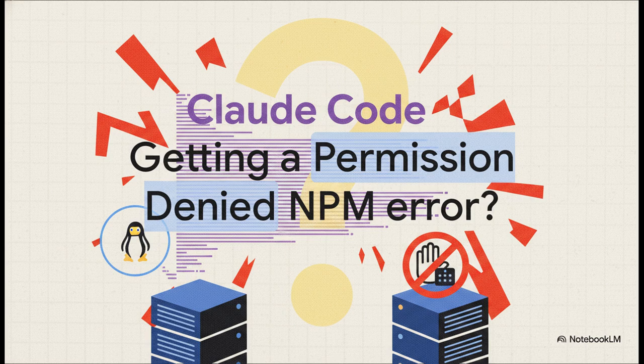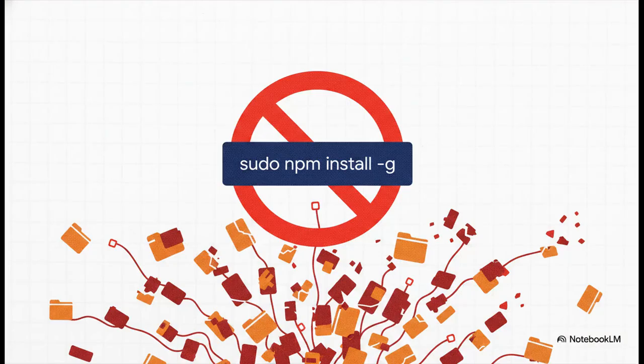The system just flat out rejects the operation because you don't have the permissions to write to the local node modules. Now, instinctively, a lot of us will just hit the up arrow, type sudo, and try to force the installation through as an administrator. But Anthropic explicitly warns against this. Do not use sudo npm install -g. Actually, seriously, don't do it.